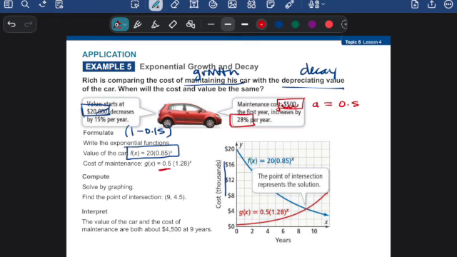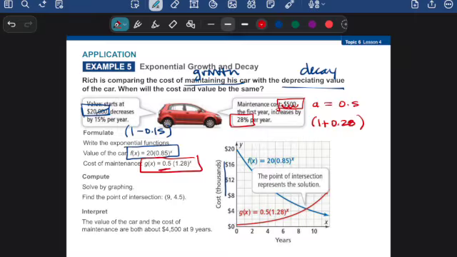So the cost increases. This is our exponential growth. And since it's growth, we're going to be adding to 100%. So our growth factor will be 1 plus 0.28, which is 1.28. So here's our function for maintenance, our exponential growth. You can see that one is increasing. So we can solve by graphing.